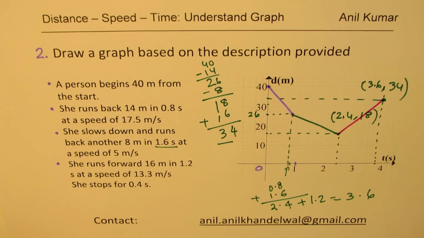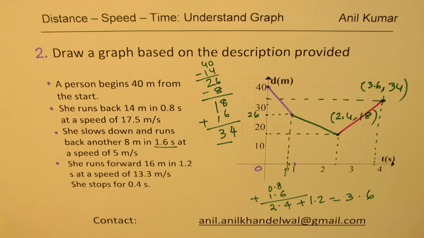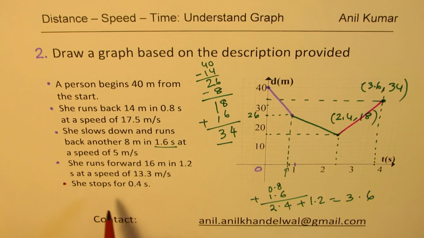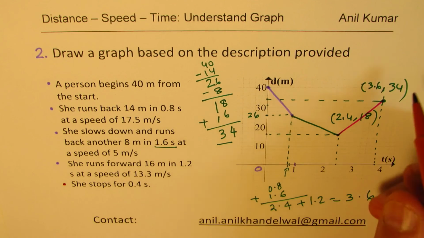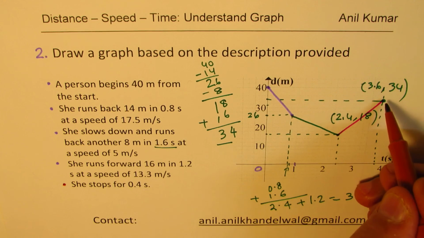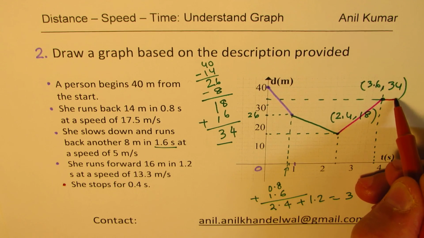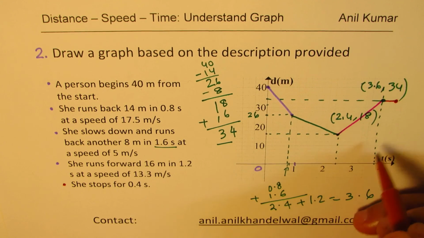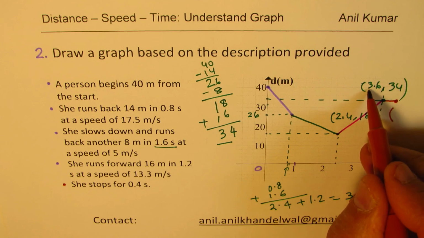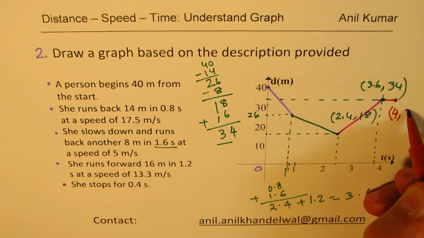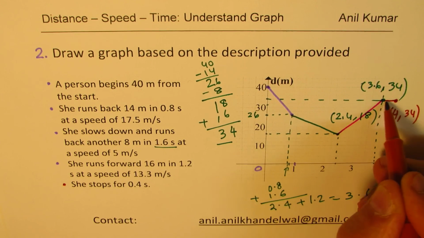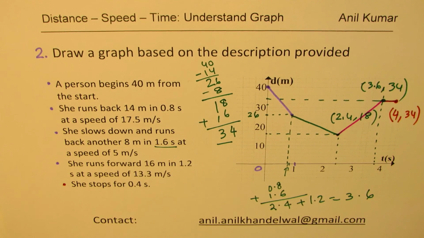Does it make sense? Now, what happens? She stops for 0.4 seconds. So we'll go for 0.4 seconds. That means 2 units, right? So this will be the position. And here will be, when you add 0.4, you get 4 and 34. The distance is not changing. Do you understand? That is how you are going to sketch the distance time graph.